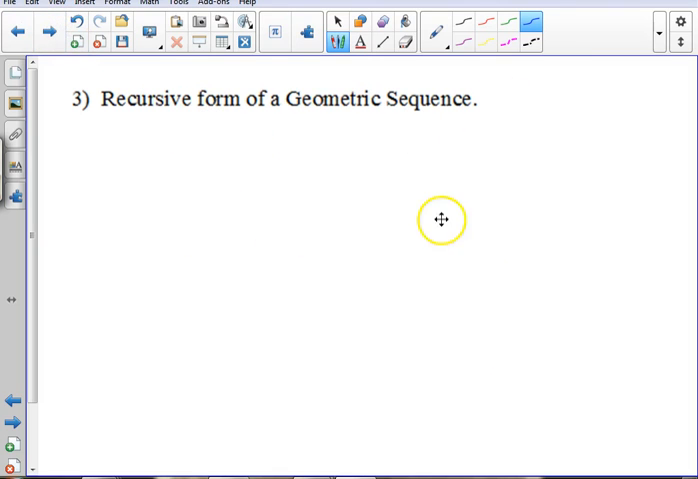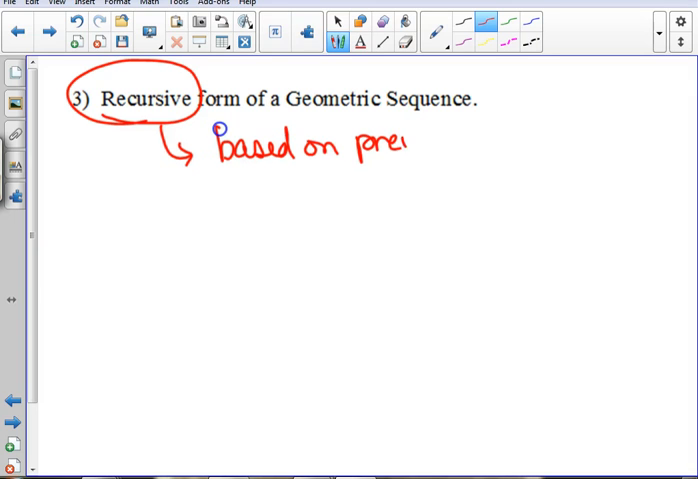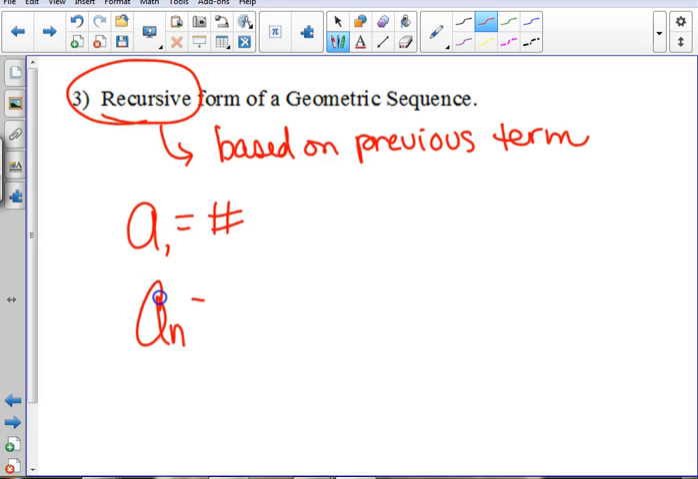All right. The recursive form, does anybody remember what recursive means? Based on the previous term. Very good. So, two parts to this one, right? This is the one you have to send me two separate things. You have to tell me the first term is, and every term after that, I take the previous term. And because we're saying these are geometric, what are you always doing? Multiplying by something, whatever r is, yep.